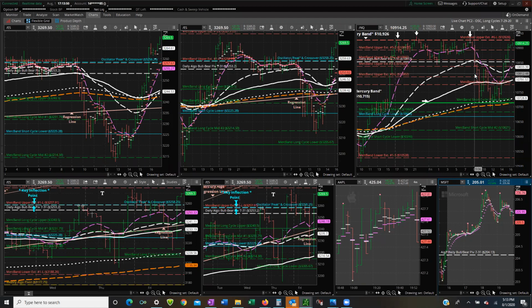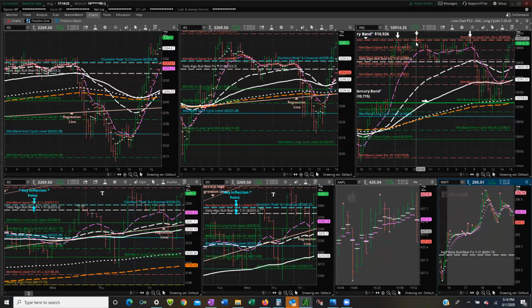Up here, you've got NQ, and because it trades over 10,000, I've got this on the longer cycle, the swing cycle, 27 minutes. But how powerful are the Mercury bands? You failed 3 times Thursday, beginning of Globex, right there. Perfect.